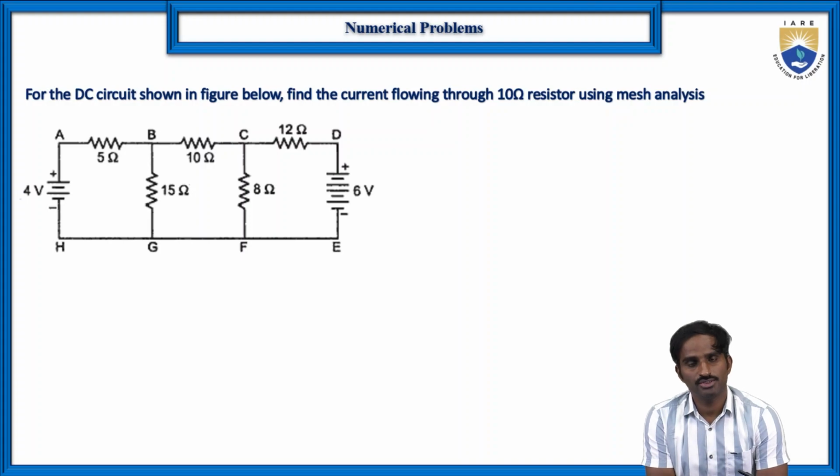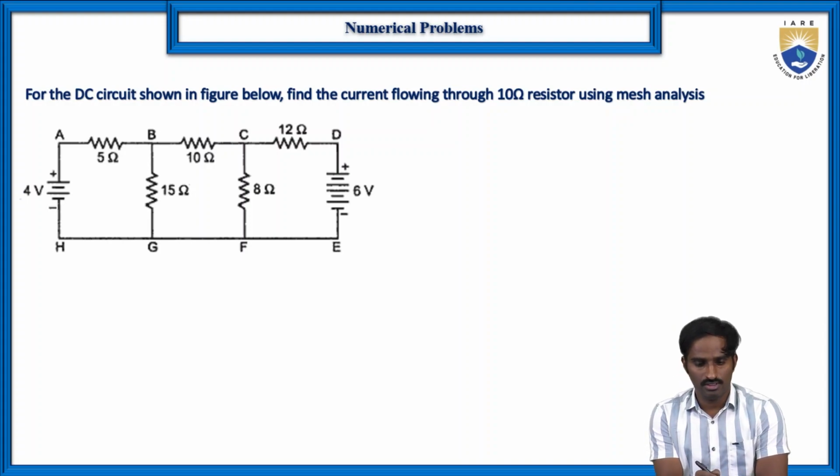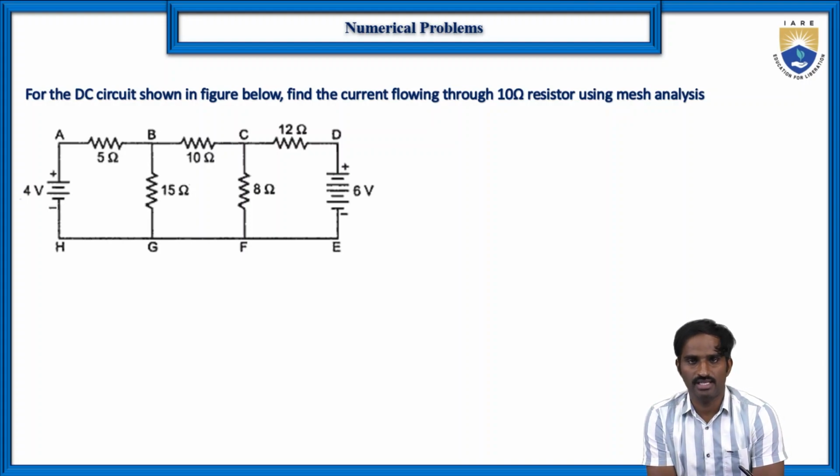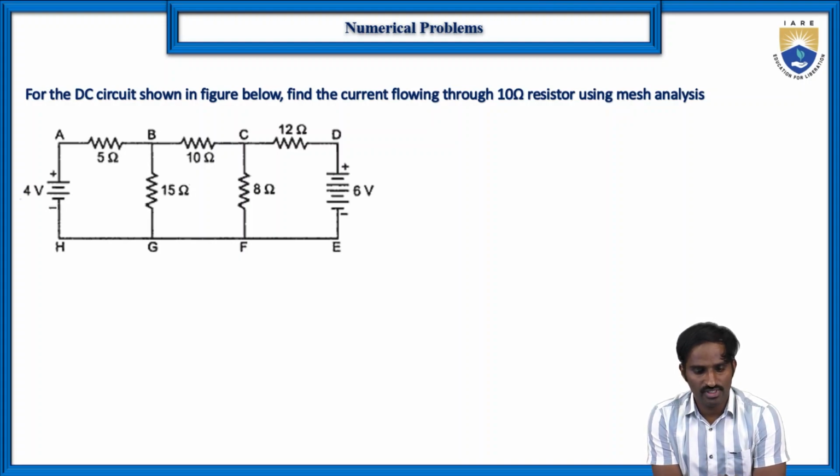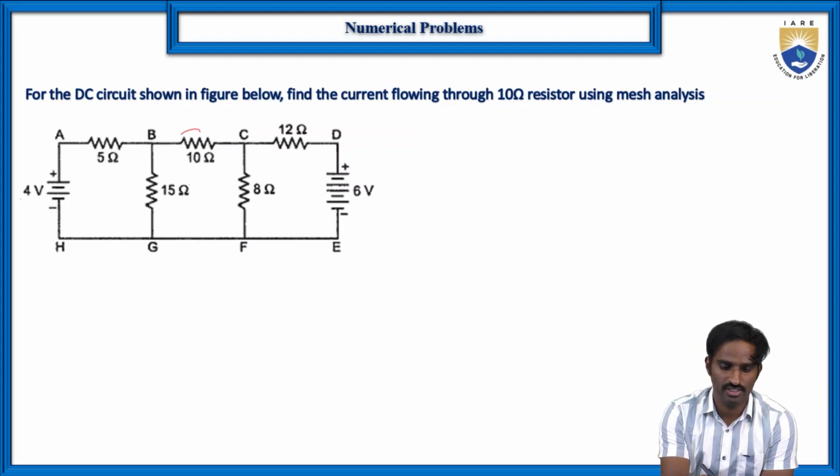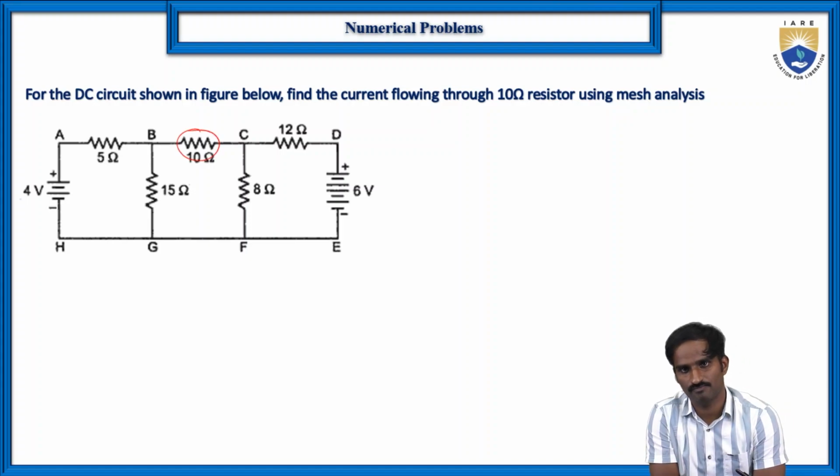Now the next topic we are moving to is mesh analysis. For the DC circuit shown in the figure below, find the current flowing through the 10 ohm resistor using mesh analysis. So we have to find the current flowing through this 10 ohm resistor.